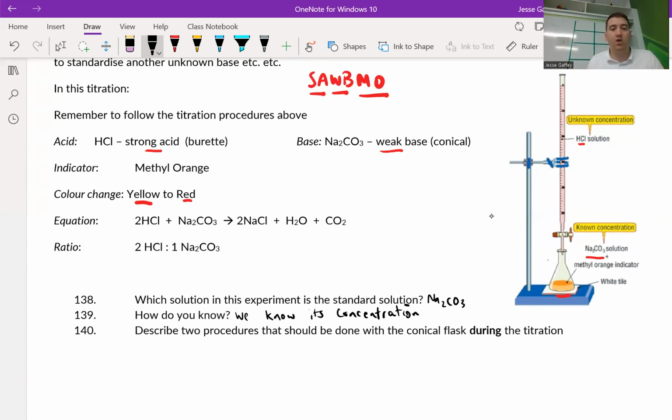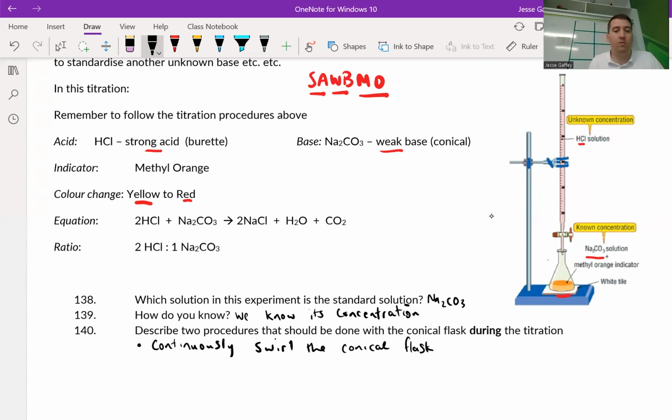The last thing is, describe two procedures that should be done with the conical flask during the titration. The first one: as we add, we don't just leave the flask sitting there. If you didn't think about that, maybe pause the video. What do we do with the flask as we're adding? As we're adding the acid, we should be continuously swirling the conical flask, or mix, you could say. Swirling describes the type of movement we do.